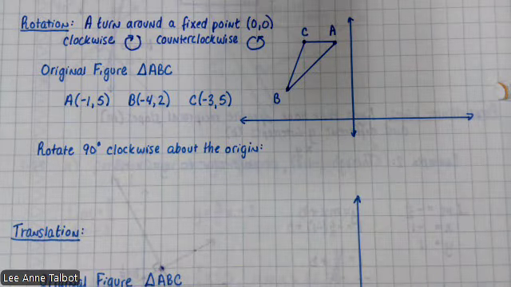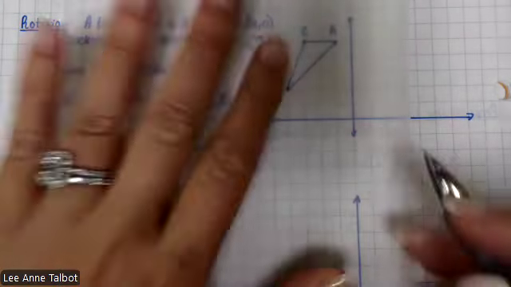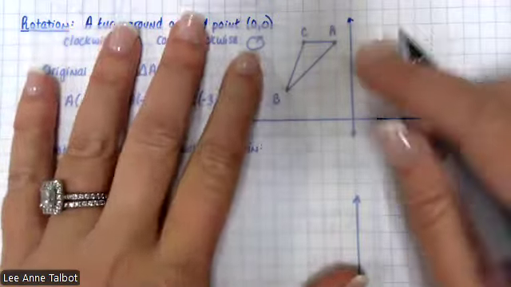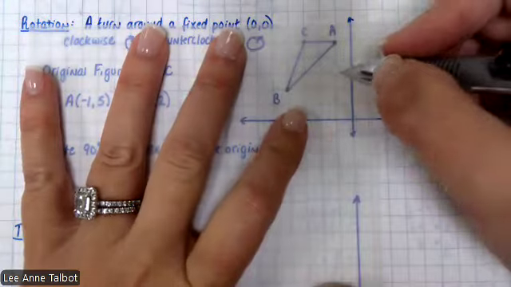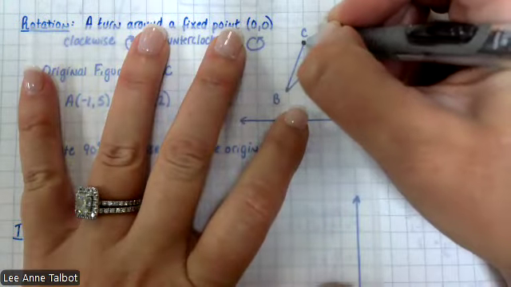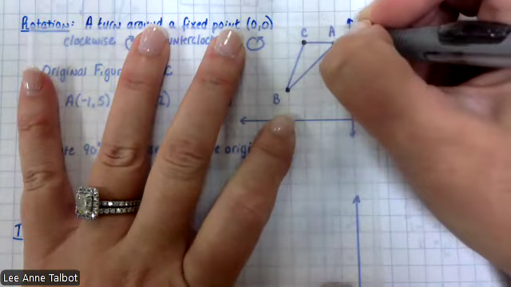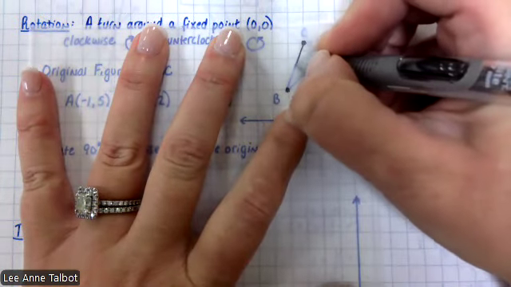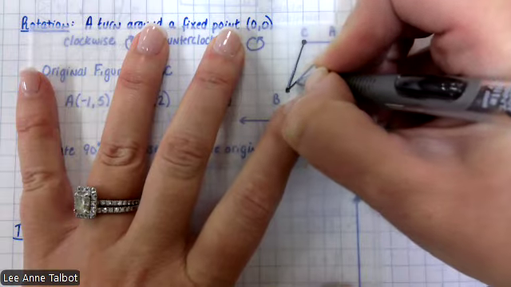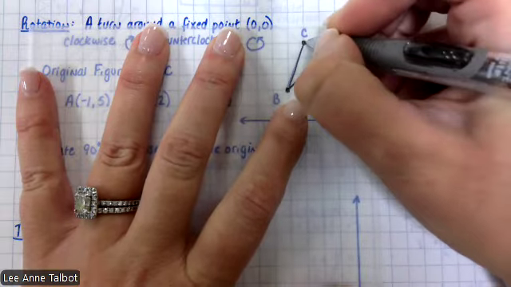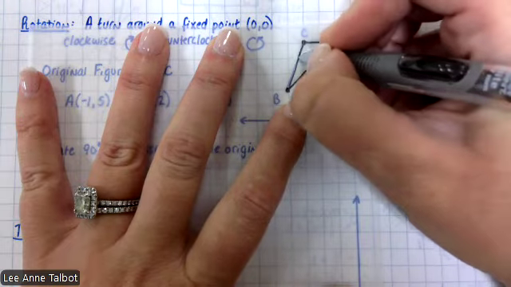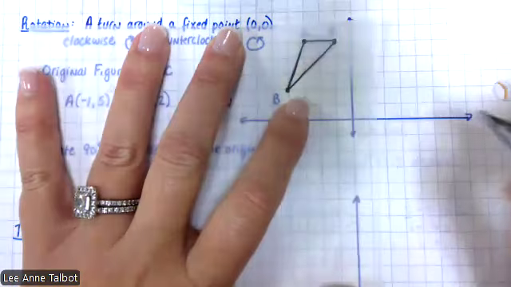Okay, and then because this is a rotation, I'm going to use the tracing paper. I'm going to find a corner of the tracing paper to use. And I'm going to trace the triangle.